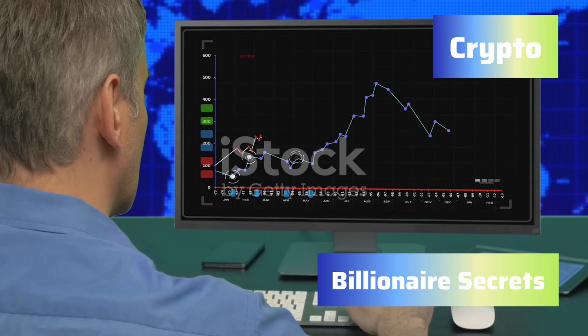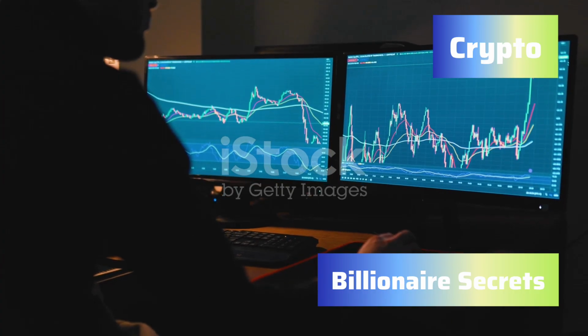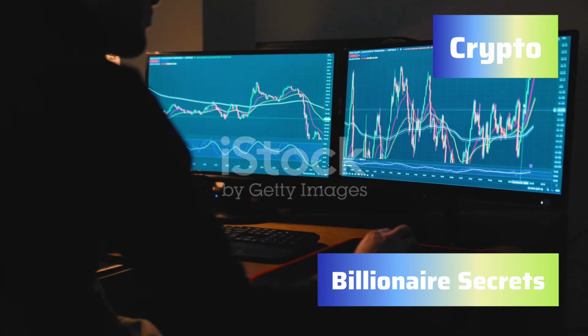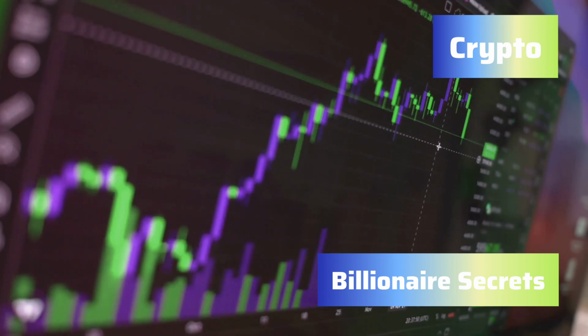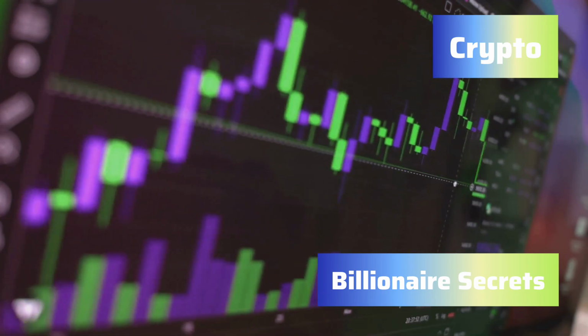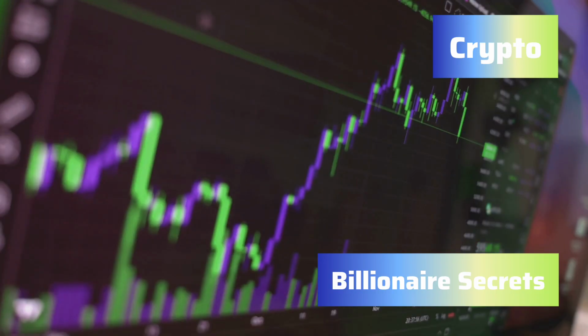Alright, first things first, we need to understand what we're even looking at. The chart is our canvas, our main source of information. The most basic type you'll see is a line chart. It's super simple. It just connects the closing price of an asset over a certain period with a single line.